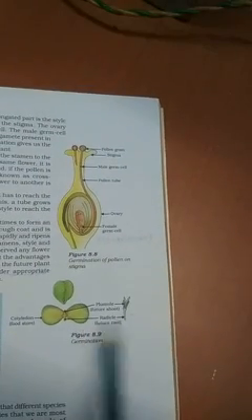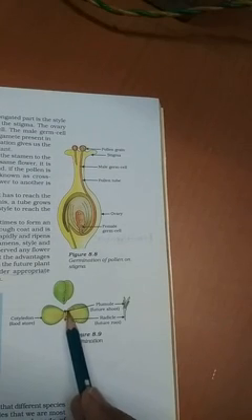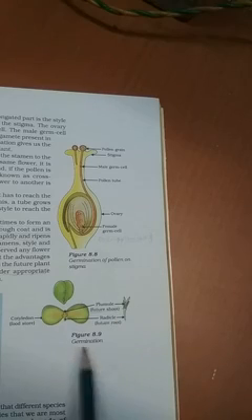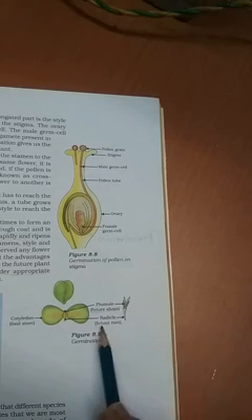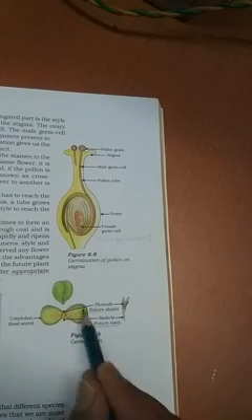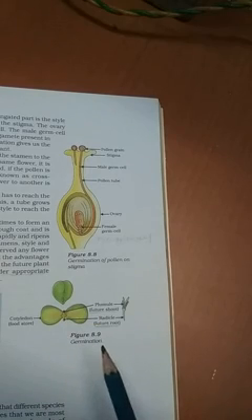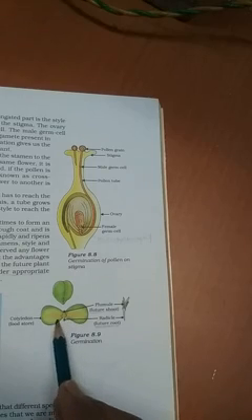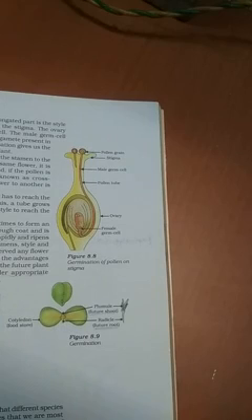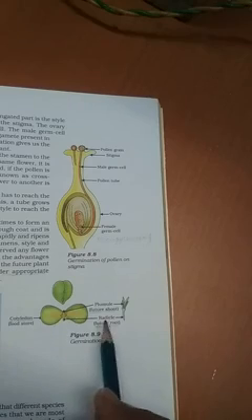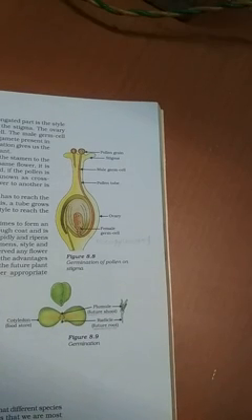Seed contains two parts. This one is plumule, which develops into the shoot, and this is radicle. In future, radicle makes roots. Seed also contains cotyledon. If the seed contains one cotyledon, then the plant is monocotyledon. And if the seed contains two cotyledons, then the plant is said to be dicotyledon.